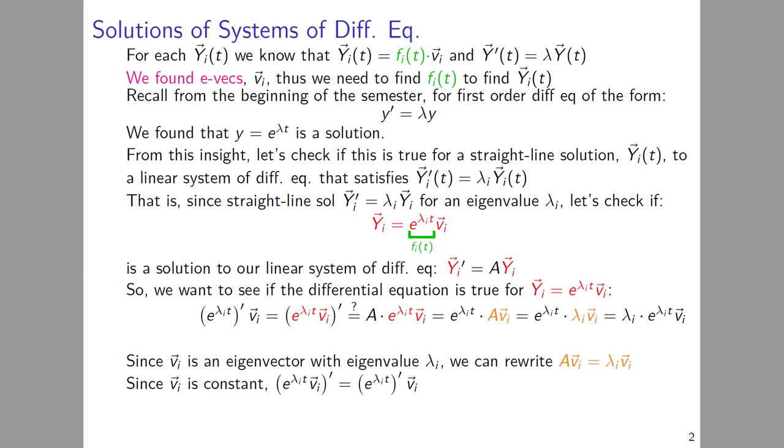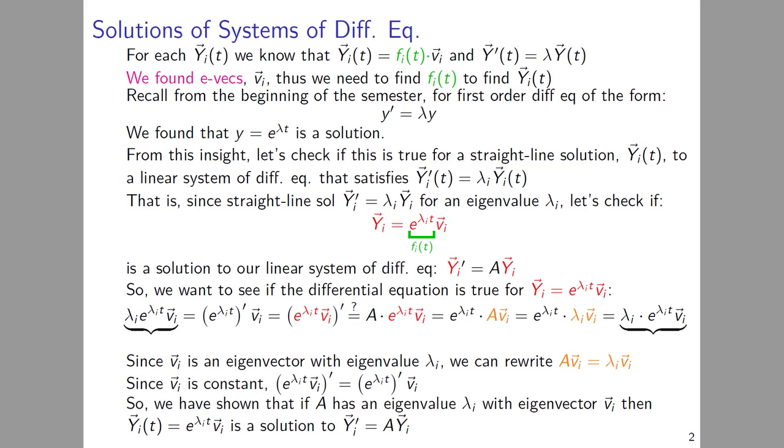On the left-hand side, notice that vi is constant, even though it's a vector. So when we take the derivative, we can pull it outside of the derivative. In other words, (e to the lambda t times v) prime is (e to the lambda t) prime times v. And e to the lambda i t has the derivative lambda i times e to the lambda i t. So on the left-hand side, we have lambda i times e to the lambda i t times vi, which is the exact same as what we have on the right-hand side.